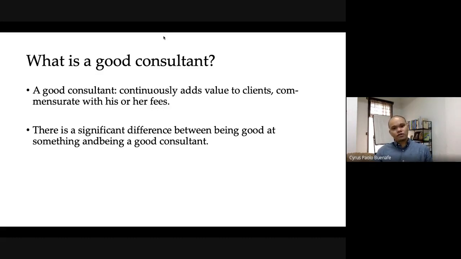Now, there is a difference between being good at something and being a good consultant. Okay? So definitely being good at something is a good stepping stone to becoming a consultant. But that only gets you by the door. Going through that door and really staying in that place as a consultant, in other words, being a good consultant, takes something much more. Okay, being good at something is also known as table stakes. It's something that is expected of every consultant, whether good or bad. But if you want to be a good consultant, well, there's something more.